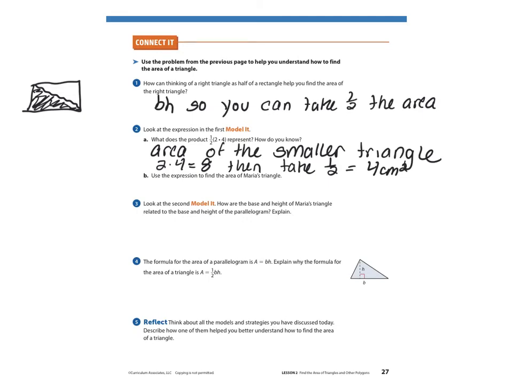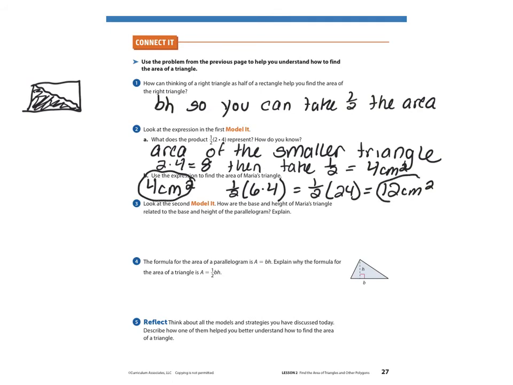Use the expression to help solve the area of Maria's triangle. Well, we did the first one. So we know the smaller one is 4 centimeters squared, the smaller triangle. The larger one is half of 6 times 4. Remember the dot means to multiply. That's going to be half of 24, which gives me 12 centimeters squared. So I'm going to take my 4 and my 12, and add my 2 triangles together. My final answer is 16 centimeters squared. And that's what we got on page number 1 as well.